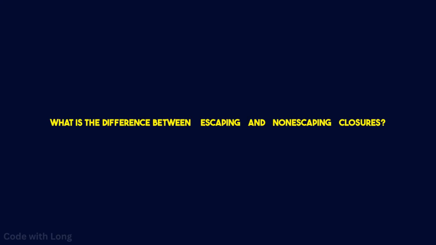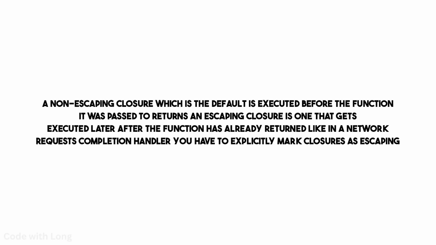What is the difference between escaping and non-escaping closures? A non-escaping closure, which is the default, is executed before the function it was passed to returns. An escaping closure is one that gets executed later, after the function has already returned, like in a network request completion handler. You have to explicitly mark closures as escaping.